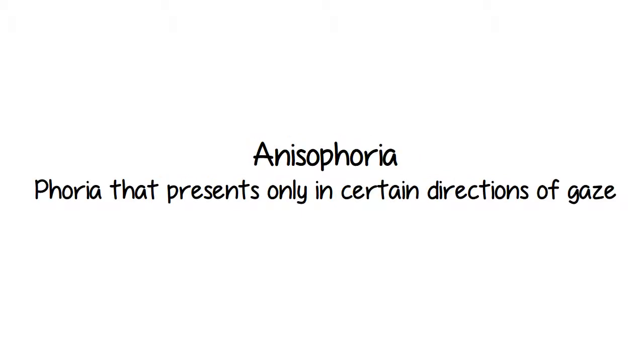Anisophoria is a heterophoria that's present only in certain directions of gaze. For instance, you break fusion to try to tease out a phoria, and it's only there when the patient is looking down, for instance, or it's only there when the patient is looking up. When they're looking straight ahead and you break fusion, there's no phoria.